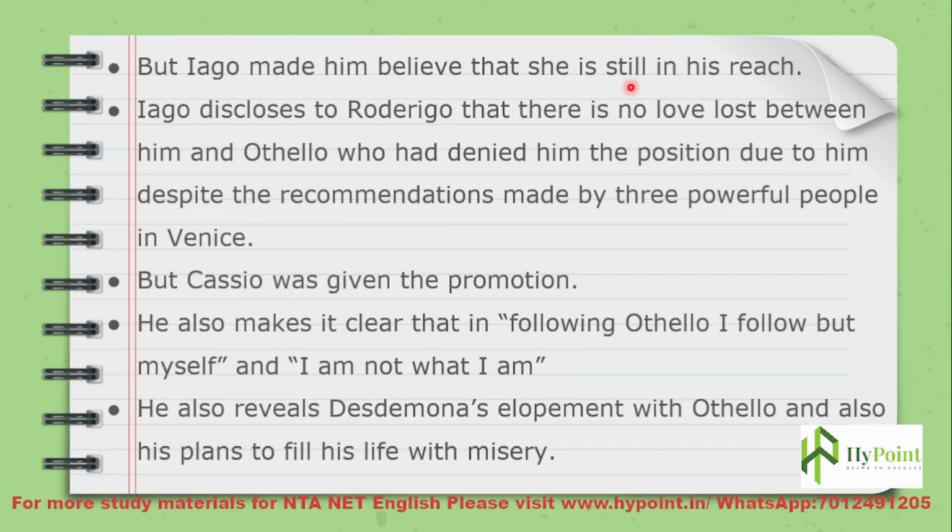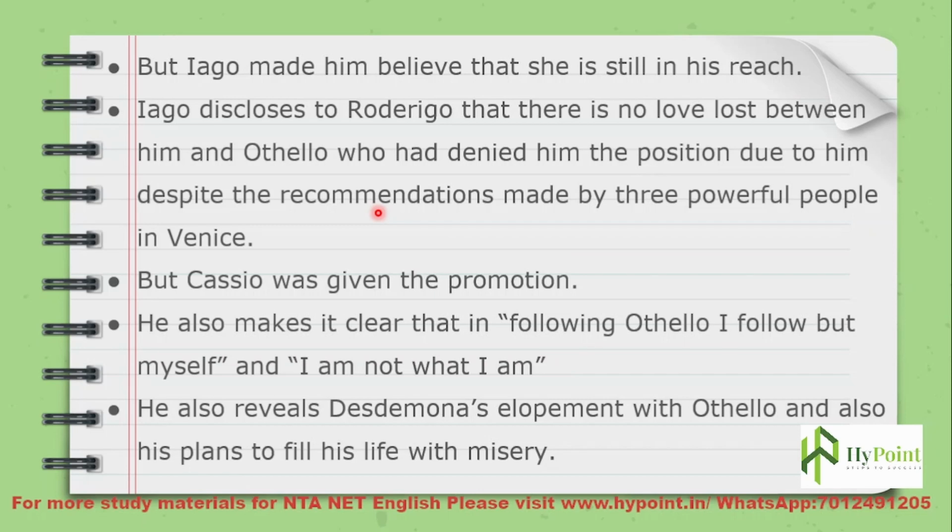So Iago actually encourages Rodrigo and gives him false expectations, and Iago discloses to Rodrigo that there is no love lost between him and Othello, who had denied him the position due to him despite the recommendations made by three powerful people in Venice. So when the play opens, Iago is disappointed with Othello's action. Iago is not at all in favor of Othello, even though he is doing everything under Othello.